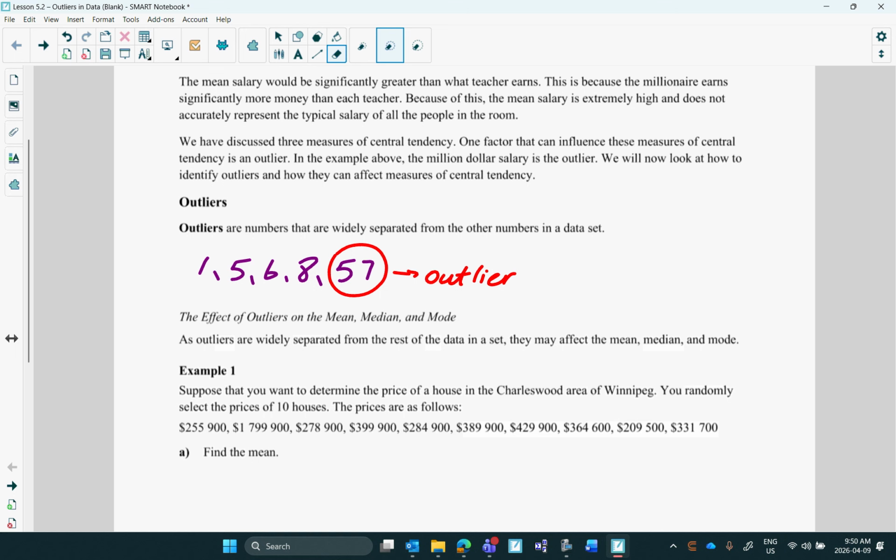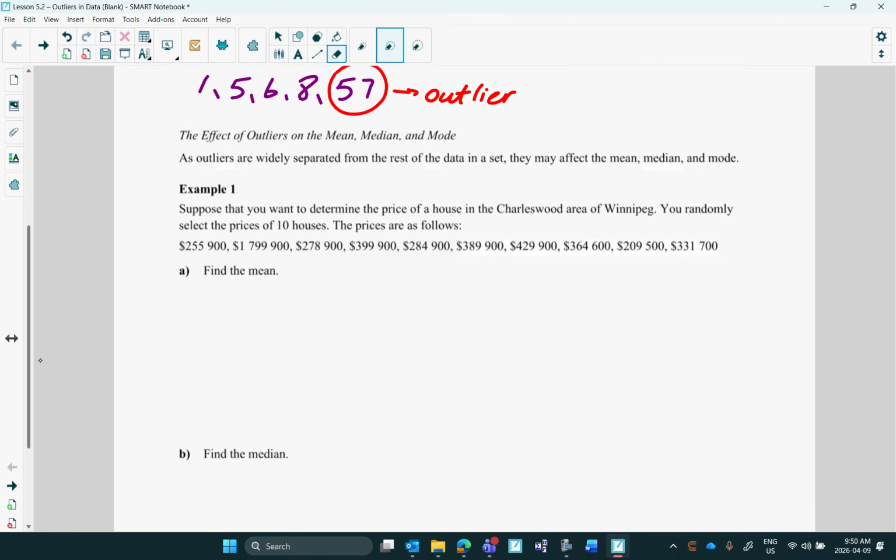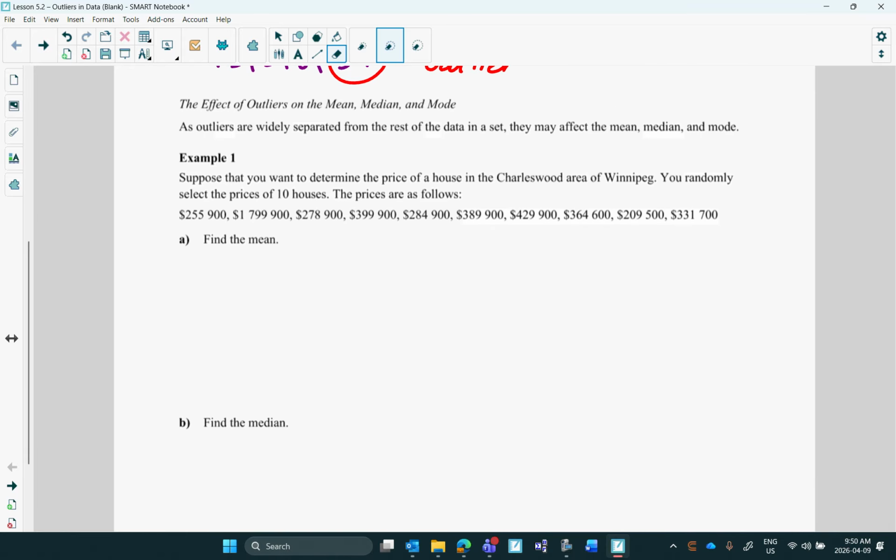And like we have already talked about, it will really affect the mean. It may affect the median, but not very much. It depends on what the data values are. Like if the data values are really all spread out from each other, then yes, it could significantly affect the median, but generally it doesn't. So just as an example, how outliers can affect things.